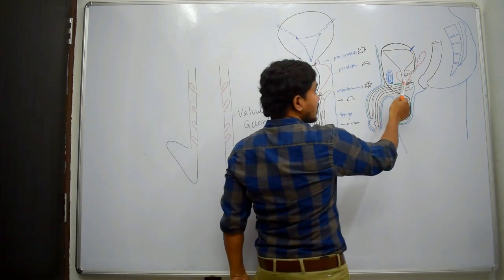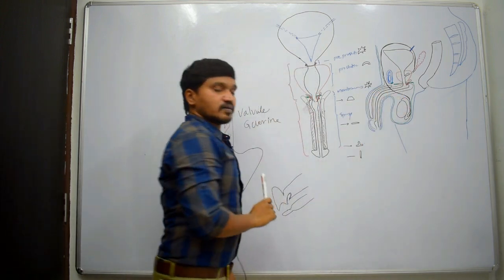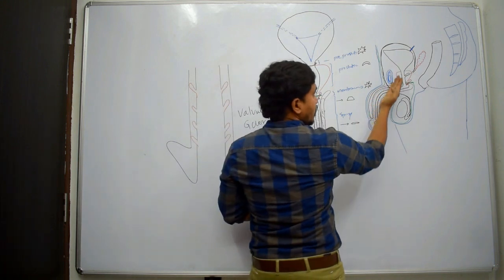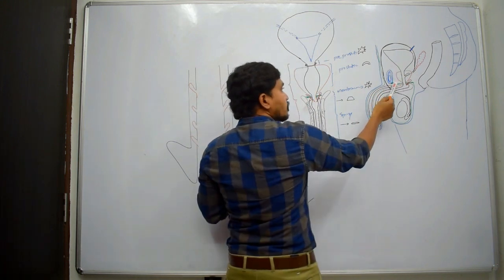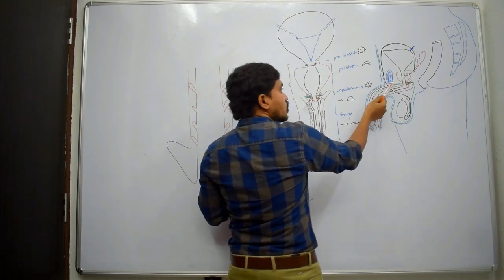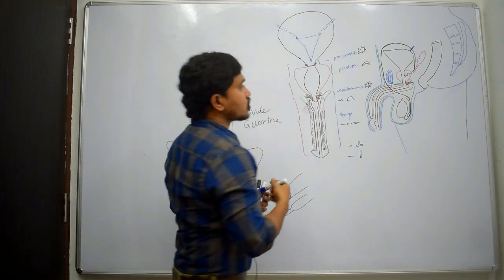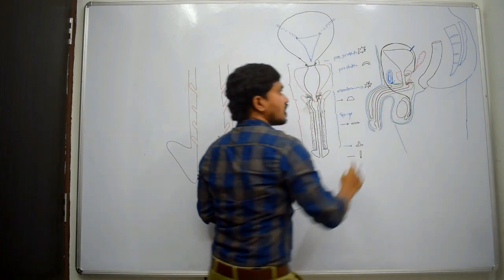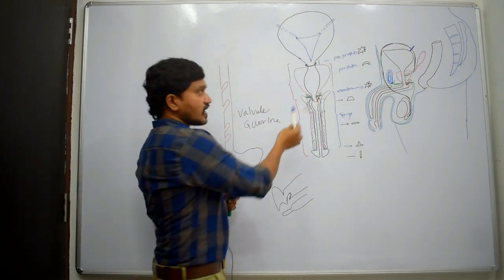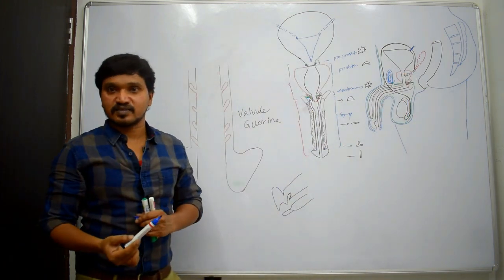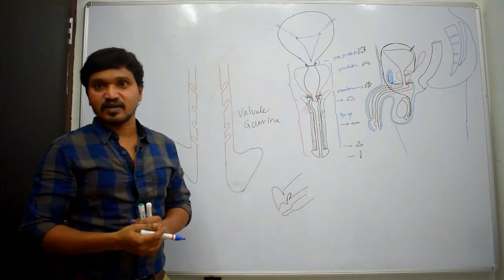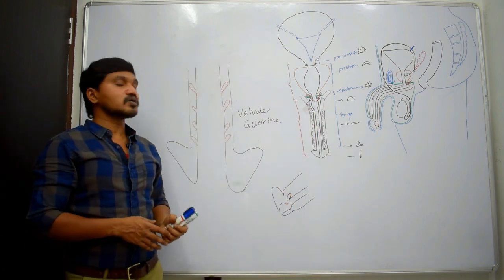Then what are the relations for the membranous urethra? Here one vein will be passing in between the transverse perineal ligament and the puboprostatic ligament. One vein is passing. What is that vein called? Dorsal vein. So anteriorly the dorsal vein, then on either side the bulbourethral glands and ducts of the bulbourethral glands. That's it. Now we will discuss blood supply.